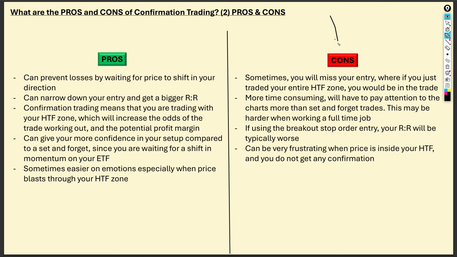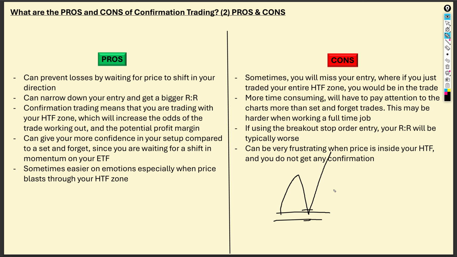Now moving on to the cons, because not everything is a breeze. Sometimes you will miss your entry, where if you just traded your higher time frame zone, you would be in the trade. We've already talked about that. That does suck, but that's definitely a con. Another con is it's more time consuming. I could open my chart, I'm going golfing that day, I have a 1 hour zone, I simply place my order and let the trade play out.